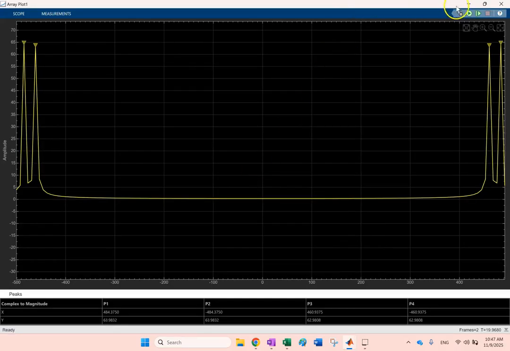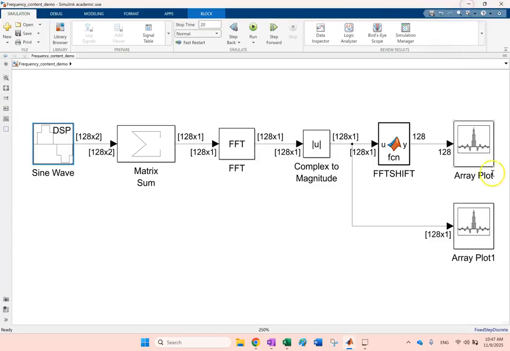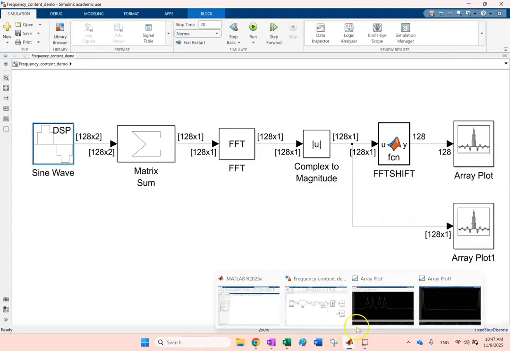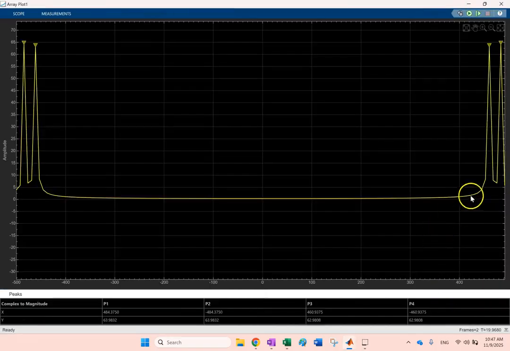Okay, this is ArrayPlot 1. This is the one here that did not use the FFT shift. Let's look at it again. And what do you see here? You see there are 2 peaks here, and then you see there are 2 other peaks here. And if you look at these peaks, they are exactly the mirror image of each other with respect to the center. So if one of them is F1 and F2, the other ones are negative F1 and negative F2, okay?